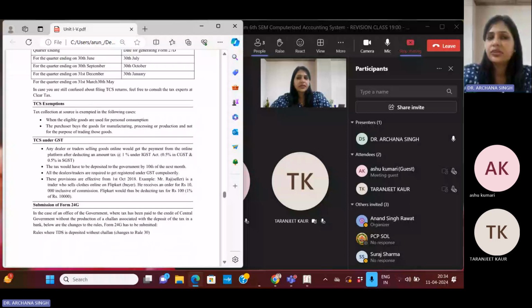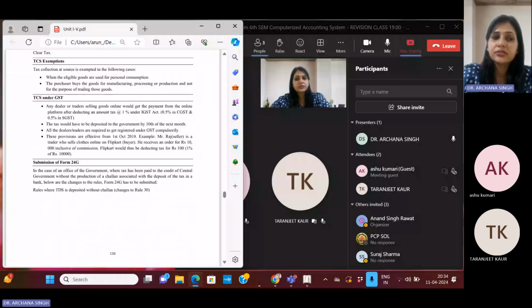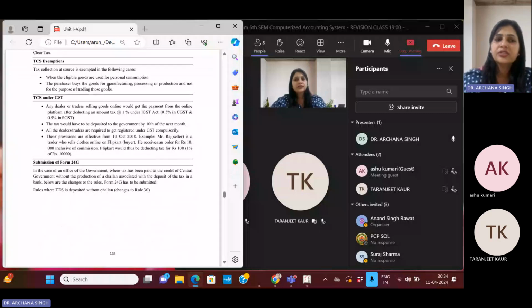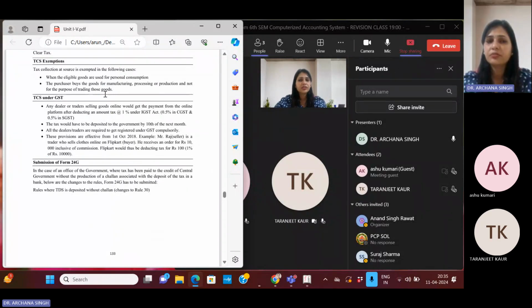Then TCS exemptions क्या है? Tax collected at source is exempted in which cases? कहाँ पे आप exemption ले सकते हो? When the eligible goods are used for personal consumption, तो वहाँ पे आप TCS का exemption ले सकते हो, and purchaser buys the goods for manufacturing, processing or production and not for the purpose of trading. तो वहाँ पे जो purchaser है वो goods खरीद रहा है for what purpose? For manufacturing, for processing or production, but not for the trading purpose. So in that case वहाँ पे TCS exemption मिलेगा. Now TCS under GST.